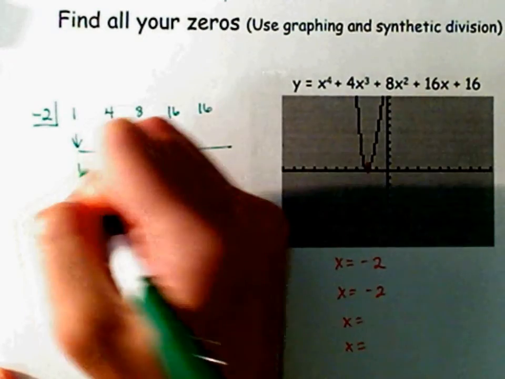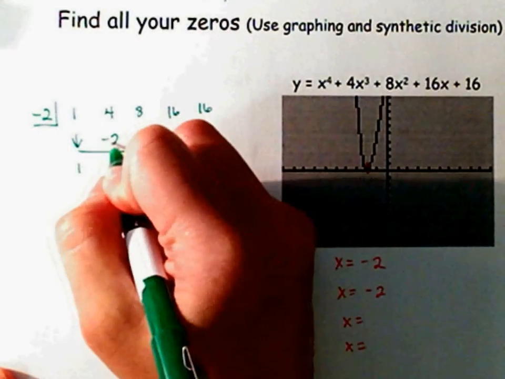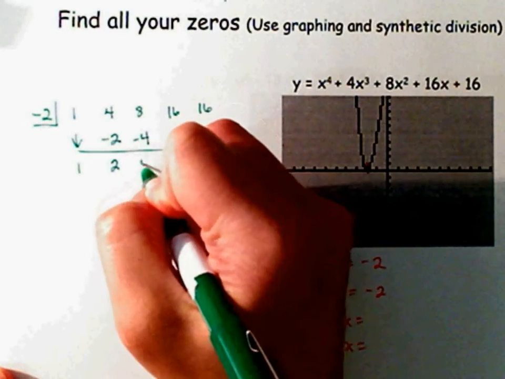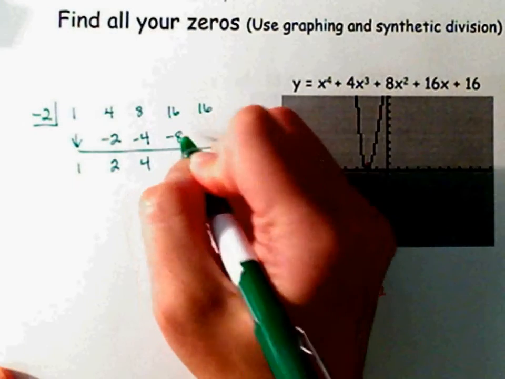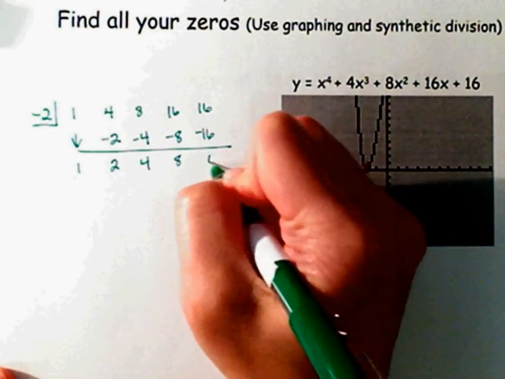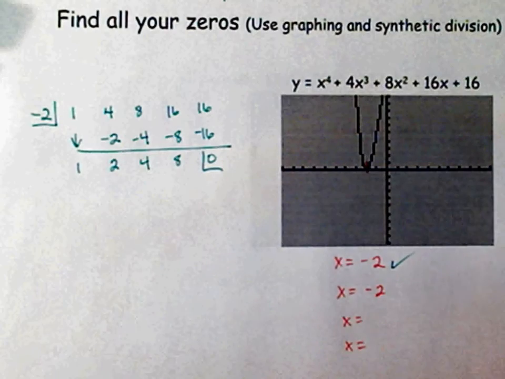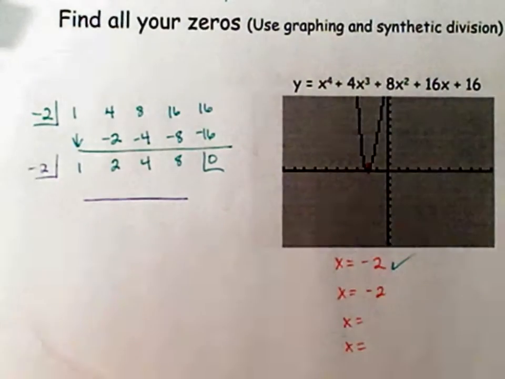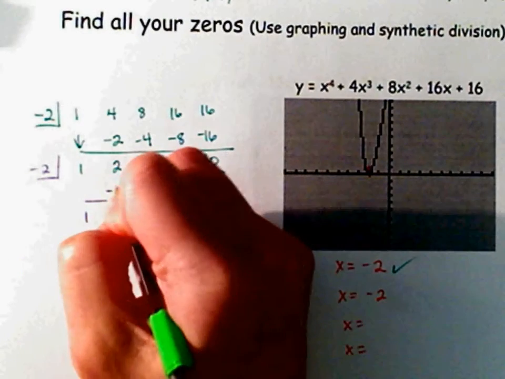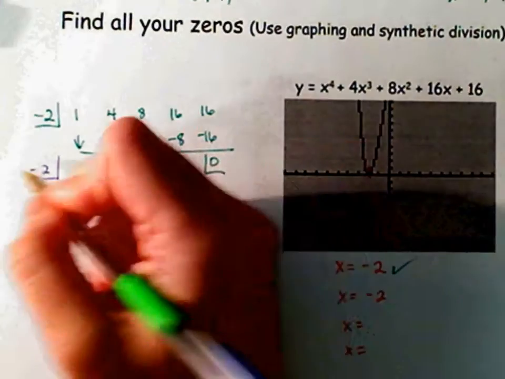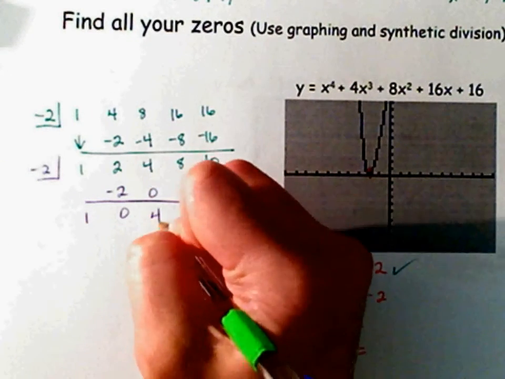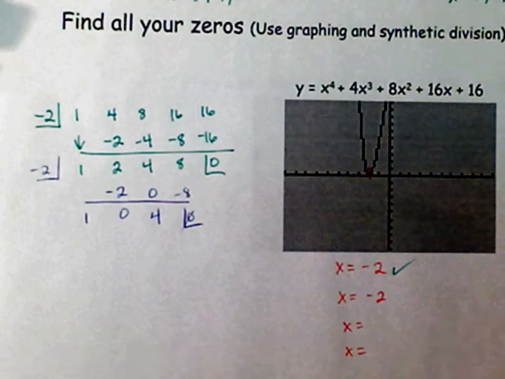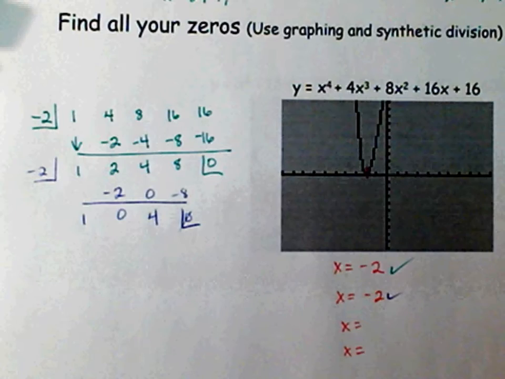1 times negative 2 is negative 2. That gives you 2. 2 times negative 2 is negative 4. You add, leaves you 4. Negative 8. 8. Negative 16. That first one worked. See that? But since you have a bounce, I'm going to do it again. 1 times negative 2, that gives you 0. 0 times negative 2 is 0. 4 plus 0 is 4. 4 times negative 2 is negative 8. Notice the bounce.